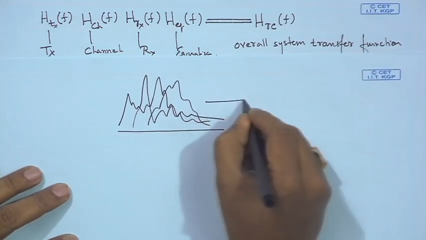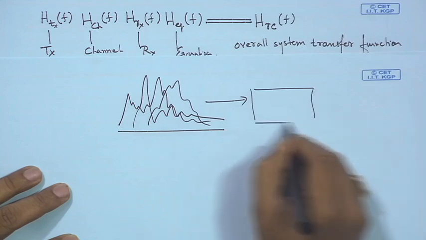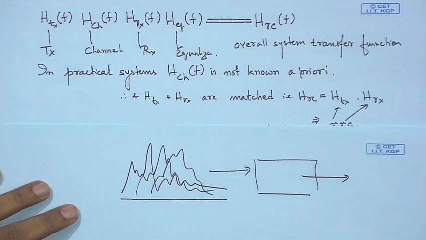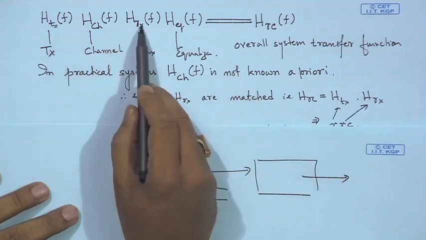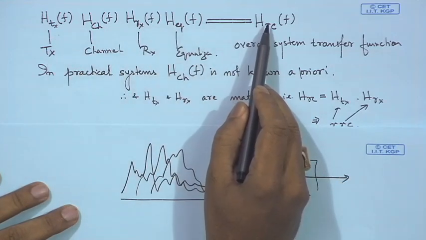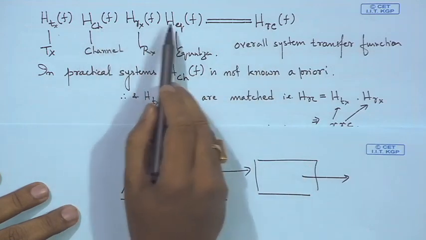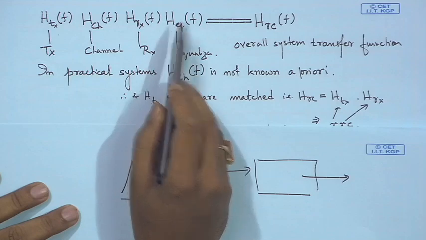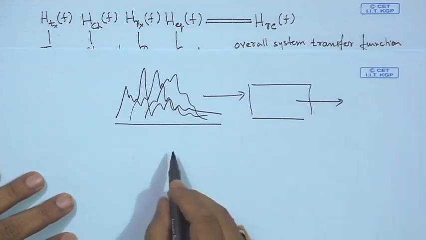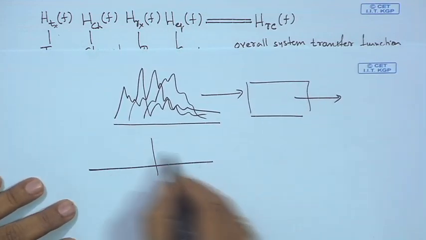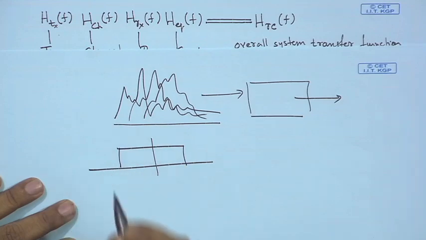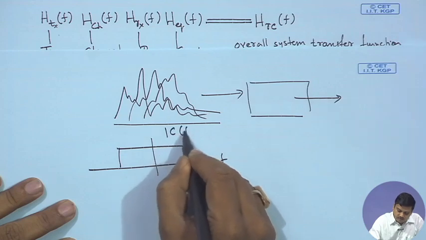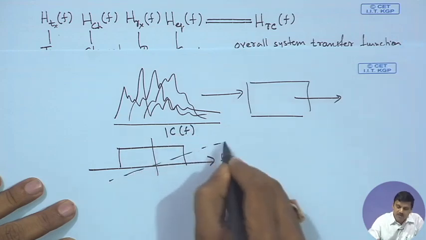So, we want to pass this through a filter so that we get a raised cosine. Overall, we have seen that these two combine to produce the raised cosine. That means these two together should produce an ideal filter. In other words, in the frequency domain, their response should be flat in terms of gain and there should be some linear phase.